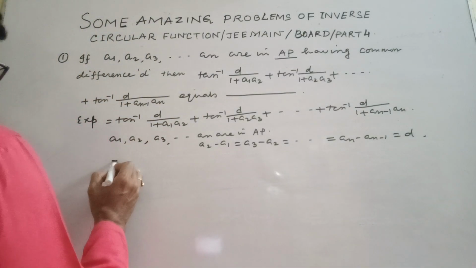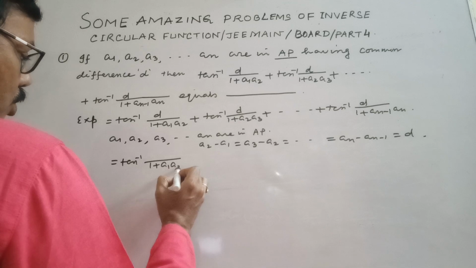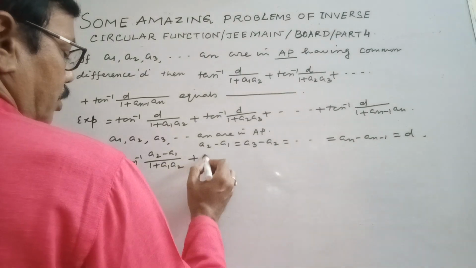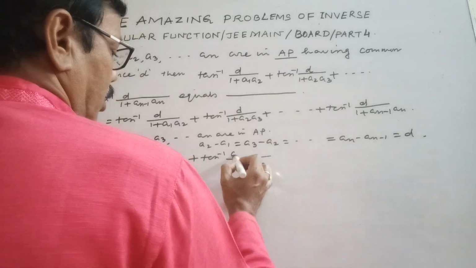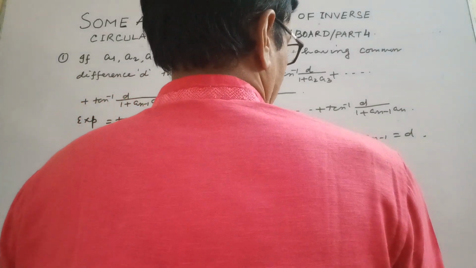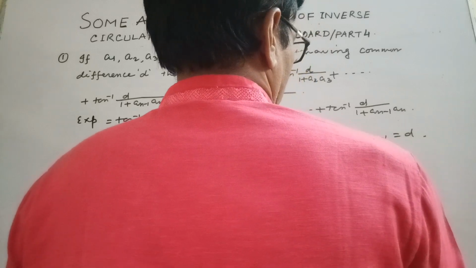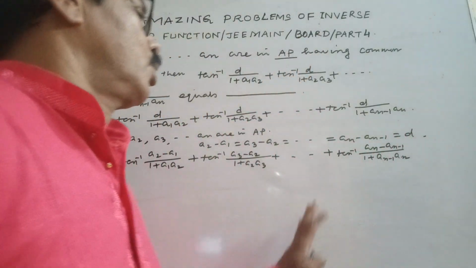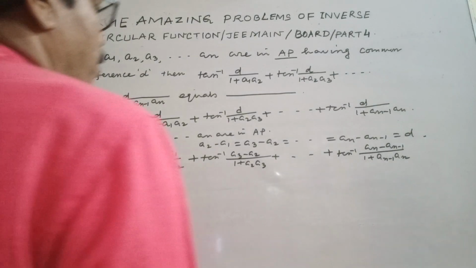Now what will be our expression? Tan inverse, this is 1 plus A1 A2, so you put D in terms of A2 and A1, so A2 minus A1. What is D in terms of A2 and A3? So A3 minus A2. And finally tan inverse, 1 plus A(n-1) An, with numerator An minus A(n-1). So this is the value of D. Now this is the compact formula.